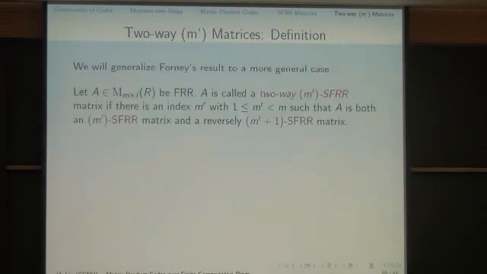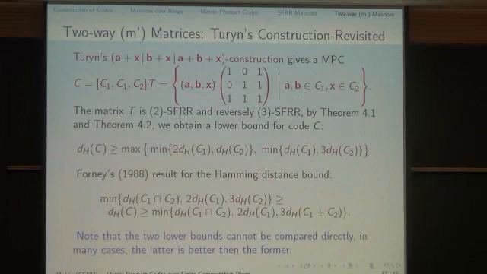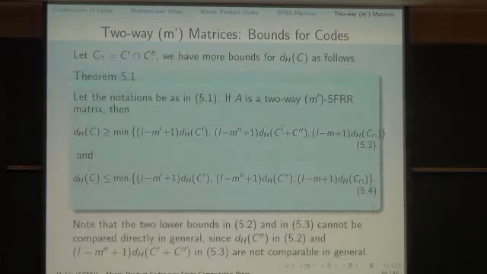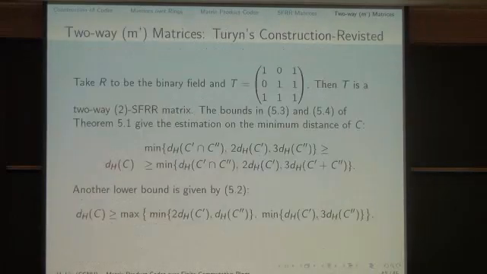Why do we use this? If you look at this matrix T, it is just a two-way matrix. The first two rows generate MDS codes, and the last row generates a linear code that is MDS, and T generates the MDS code. So it's a special case. T is just a two-way M prime strongly full rank matrix. It's just this special case, and we have this result. This is an ideal proof.